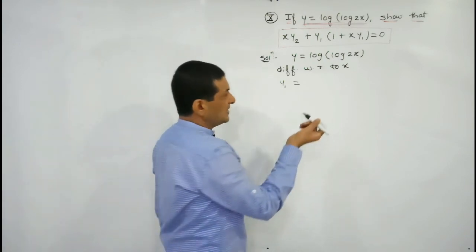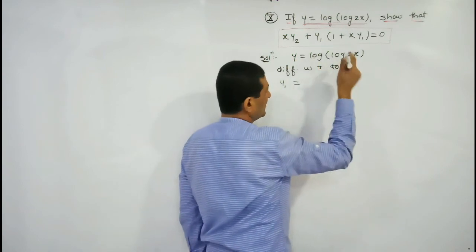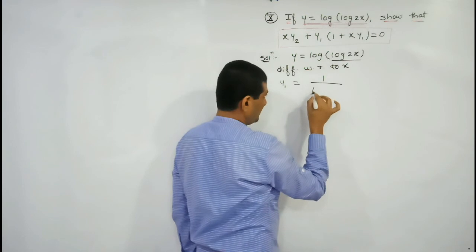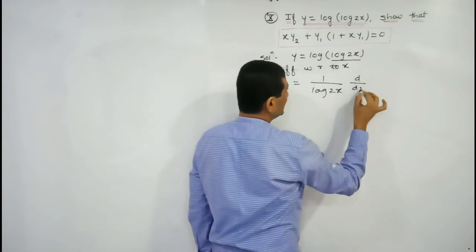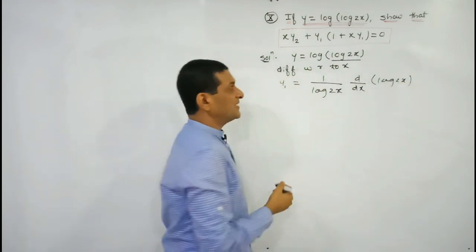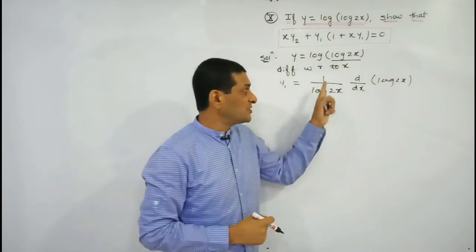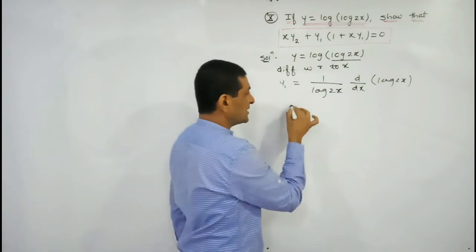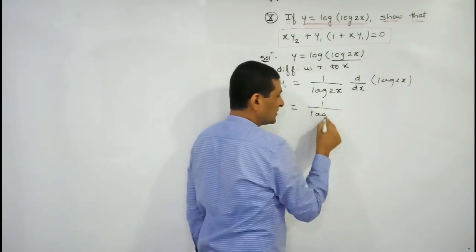On this side, to find the differentiation, we have to observe the given function, which is in the form of log f of x. What is the derivative of log f of x? 1 upon f of x, where f of x is log 2x, into the derivative of f of x, meaning the derivative of log 2x. Again observe this is in the form of log f of x, and we know that its differentiation is 1 upon f of x into the derivative of f of x. So which is equal to 1 upon log 2x, keep log 2x as it is.